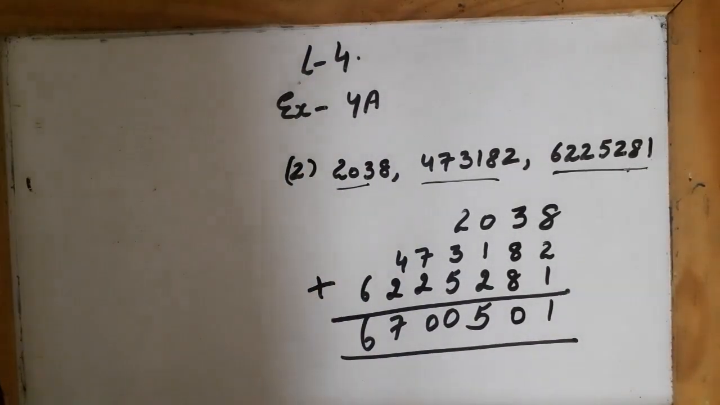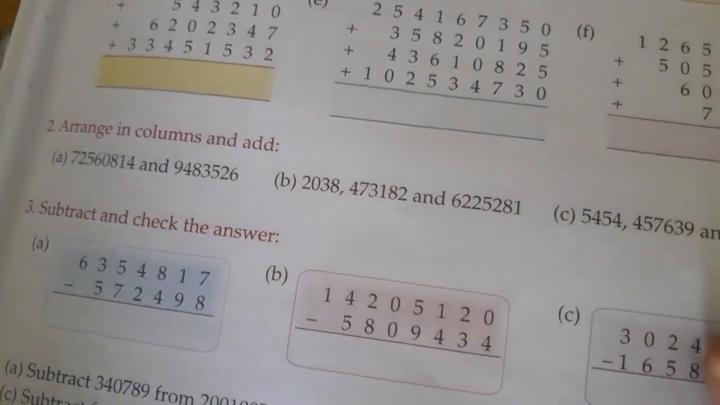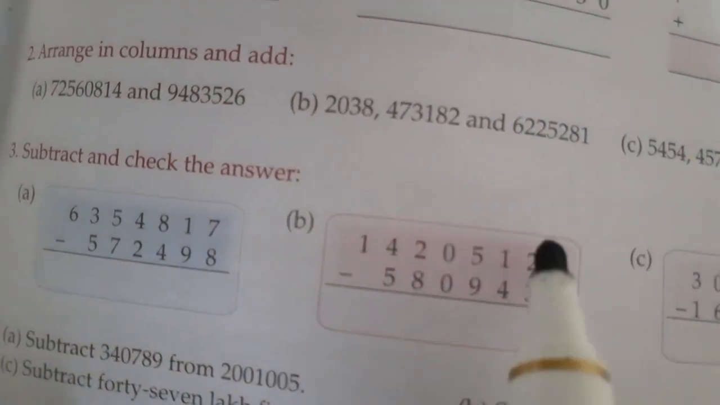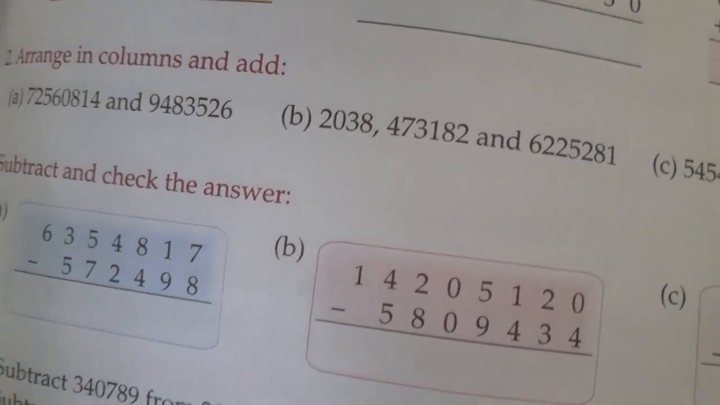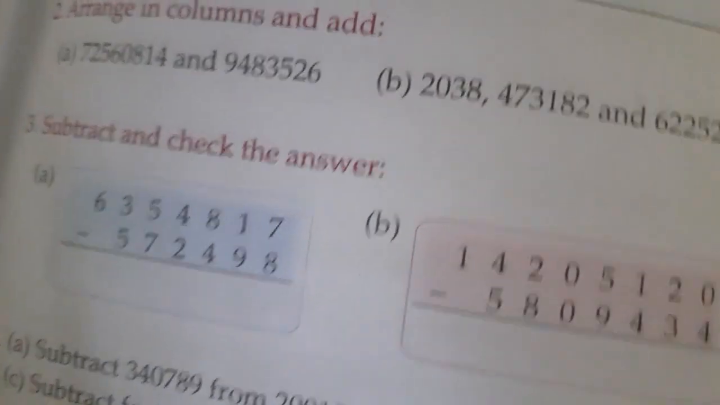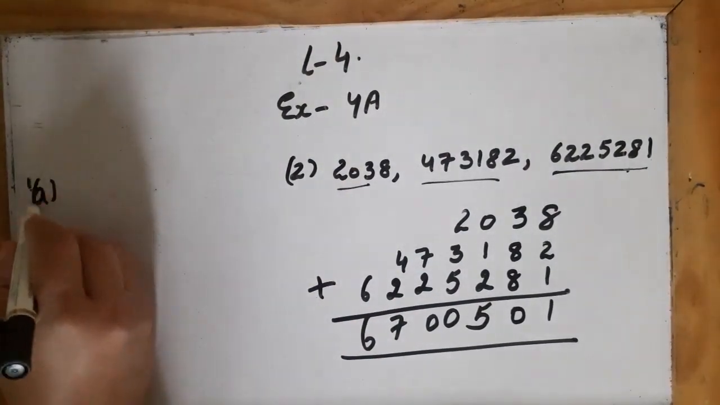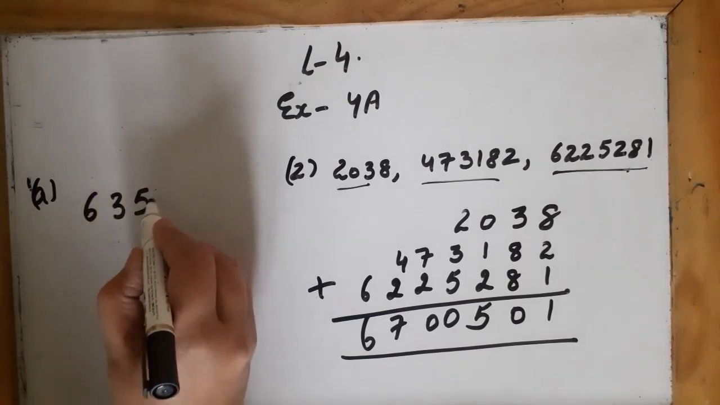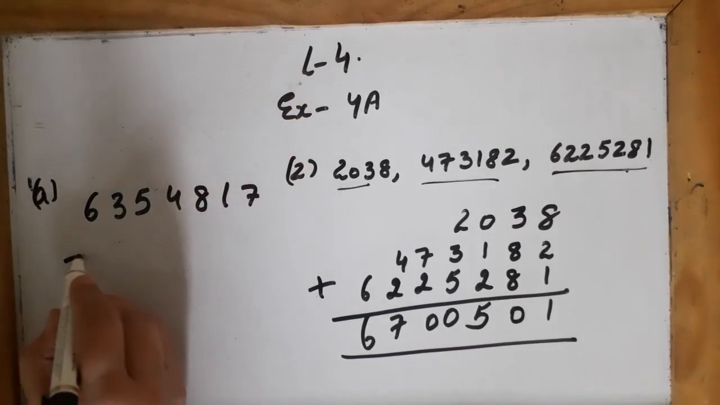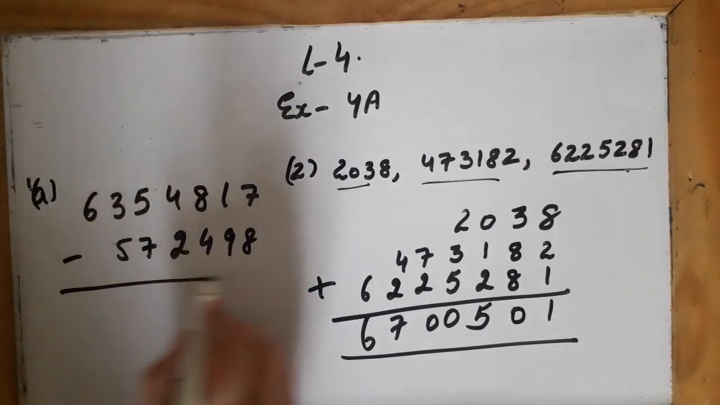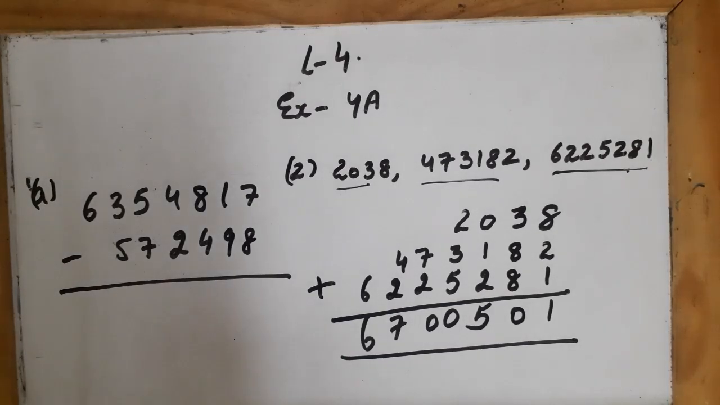Now in the third question you can see they have given you a sum like this, that subtract and check the answer. They have given you sums to subtract and they are also asking you to check the answer. So in this what we will do is, we will write the numbers. I'm doing the first part. You will write the numbers which are given and you will subtract them.